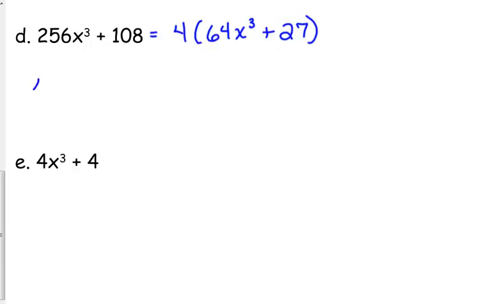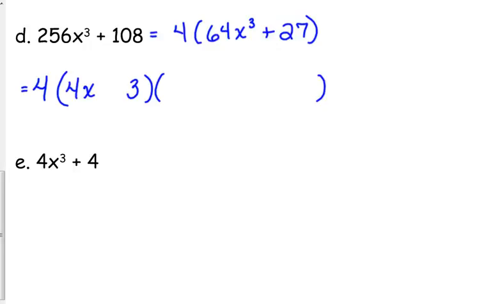So, I have to bring down my GCF. Don't just drop that 4. Okay, you have to bring it down. Set up your binomial and your trinomial. The cube root of 64 is 4, because 4 cubed is 64. Make sure you include the x. 3 cubed is 27.